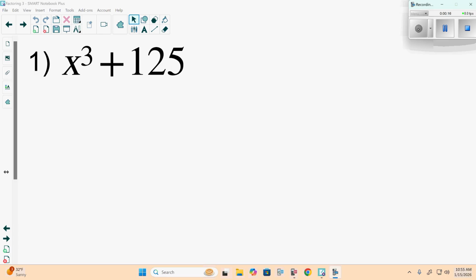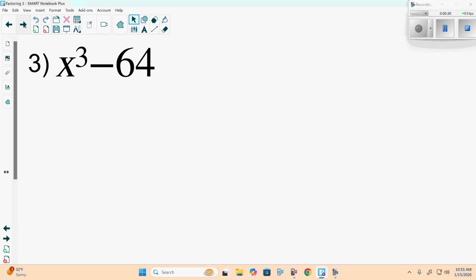Here are sum and difference of perfect cubes. In our sum and difference of perfect cubes, we had the general form: a cubed minus b cubed is equal to a minus b times a squared plus ab plus b squared. And our sum of two cubes is a plus b times a squared minus ab plus b squared.